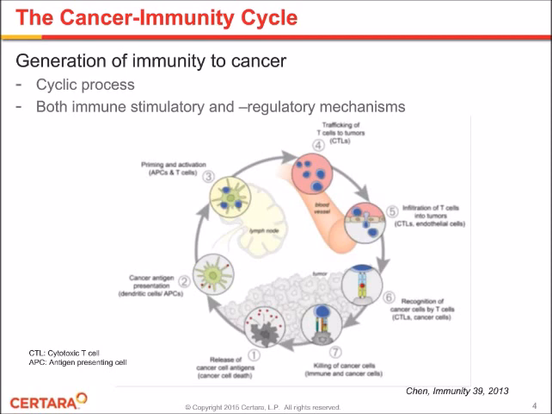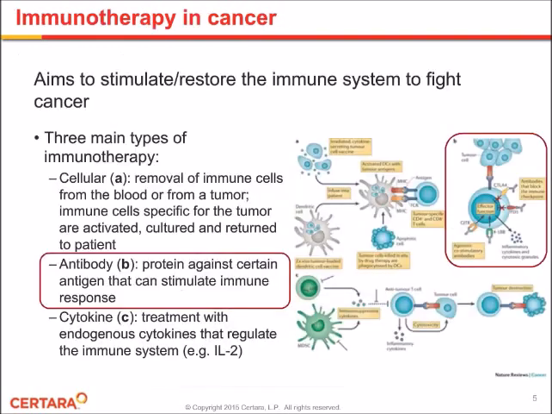In that process, there are not just stimulatory aspects, but there are also mechanisms that try to regulate this whole process so that it doesn't go out of hand. However, in case of a developing cancer, this immune system apparently isn't doing a very good job. And immunotherapy has been looked into and investigated as a means to stimulate and restore the immune system to fight cancer through this cancer immunity cycle.